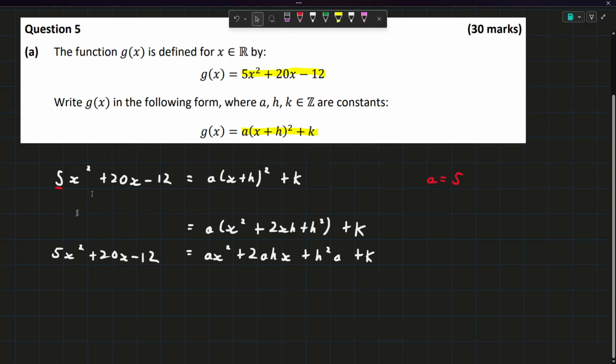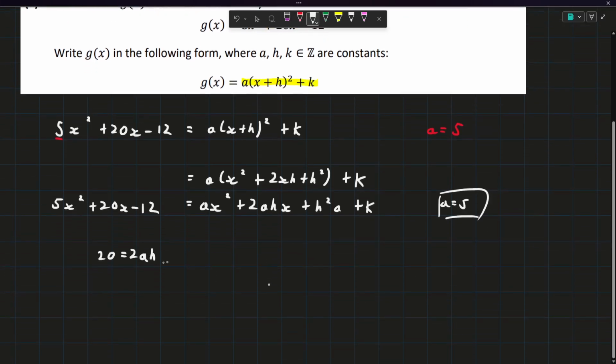So we know that the number in front of the x squared should clearly be a 5, and the number in front of the x squared here is an a. So that means clearly that a is equal to 5. Then we can look at the number in front of the x, which is 20, and the number in front of the x on this side is 2ah. So that means we can say that 20 is equal to 2ah. Okay, and then we can just solve. So we know a is 5, so 20 will be equal to 2 times 5 is 10, h, which means that h is equal to 2 when you divide both sides by 10.